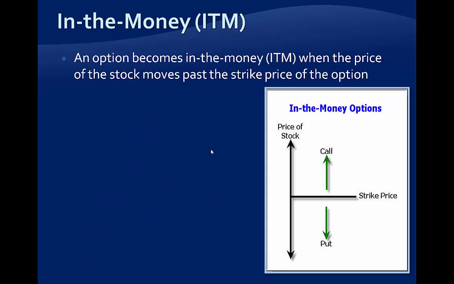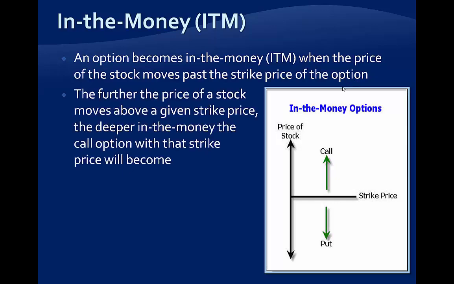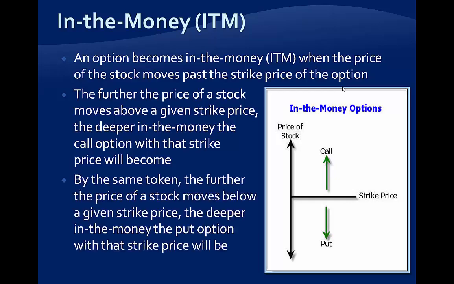An option becomes in the money when the price of the stock moves past the strike price of the option. The further the price of a stock moves above a given strike price, the deeper in the money the call option with that strike price will become. For puts, it would be the opposite. The stock would have to fall below the strike price.